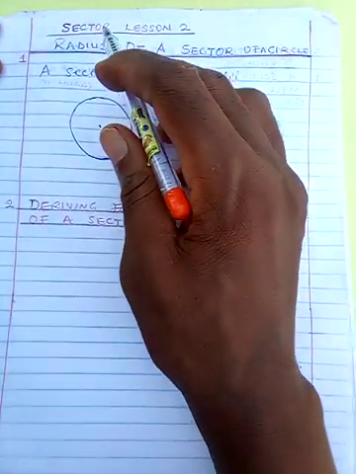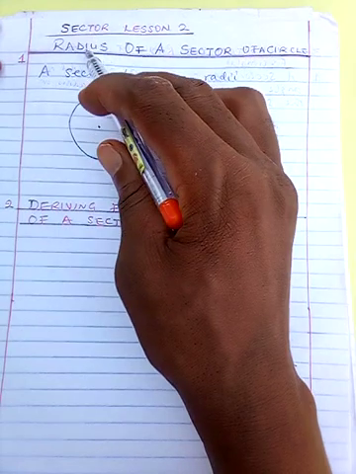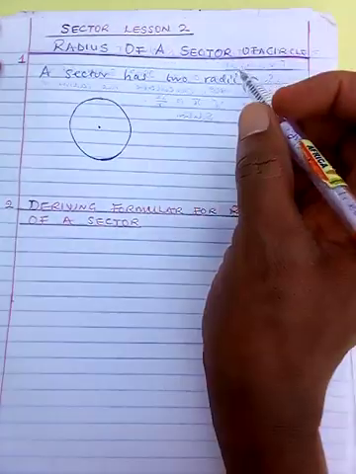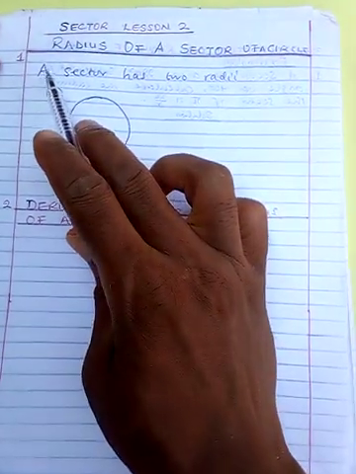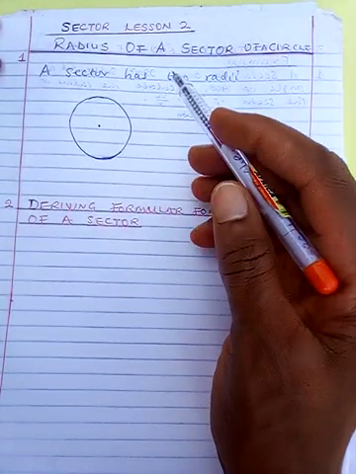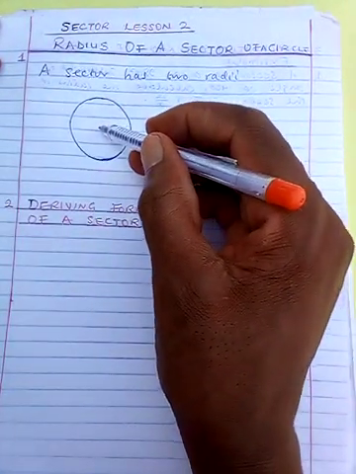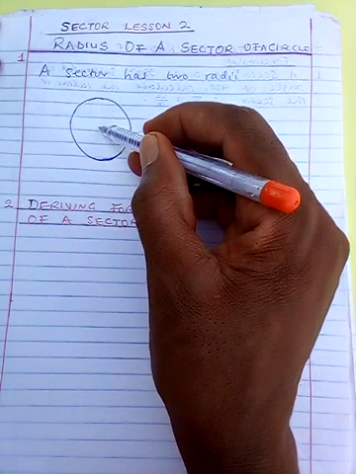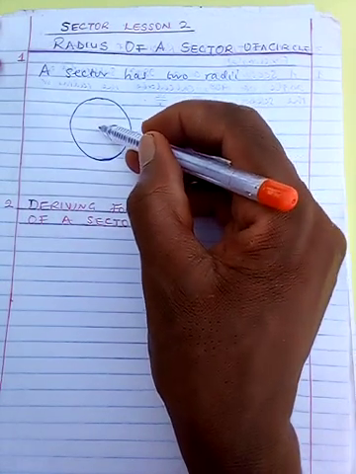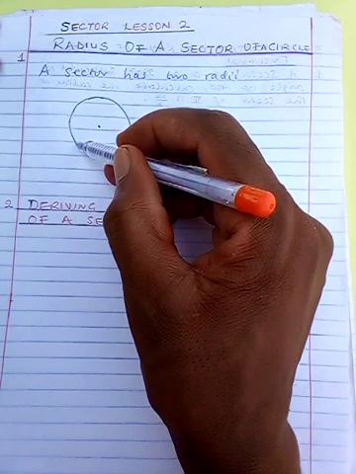This is the second video on sector of a circle, and in this video we're going to talk about the radius of a sector of a circle. Now let us start by introducing what a radius of a circle is. The radius of a circle, as you know, is also the radius of the sector, and a radius is any distance from the center of the circle to any part of the circumference.